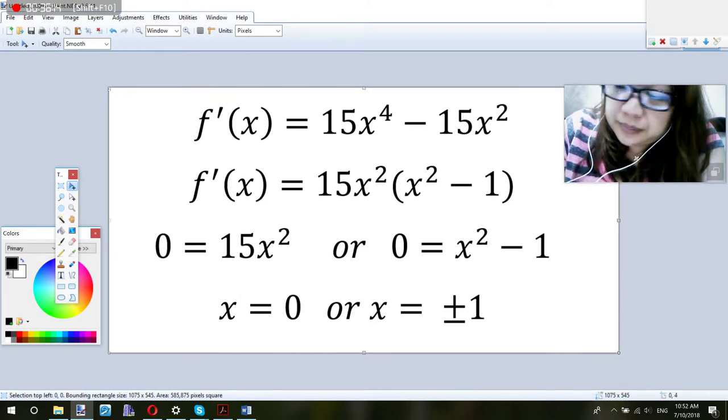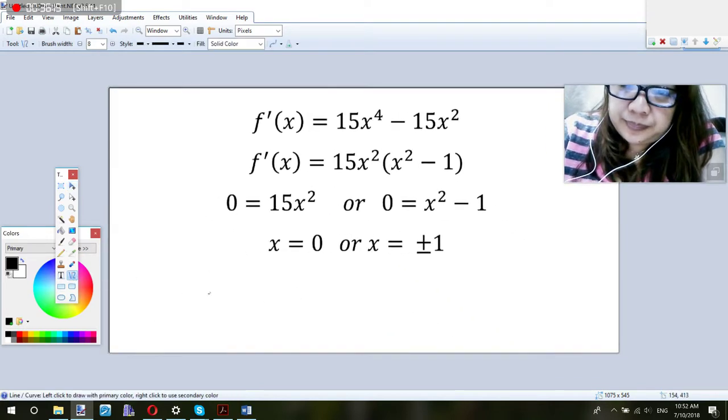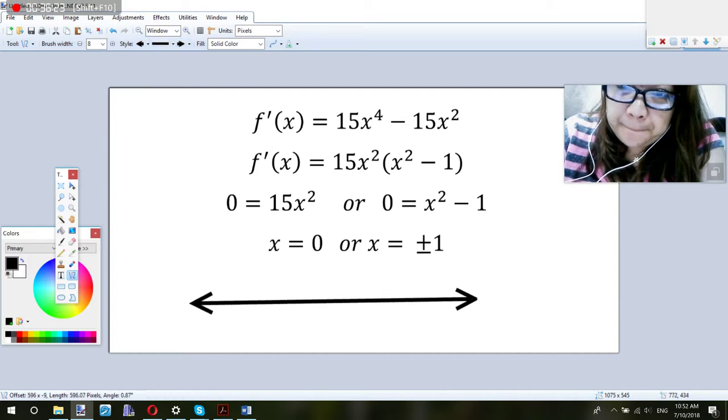So here's what we had from Word earlier. I want to test points around this function at the points 0, 1, and negative 1.